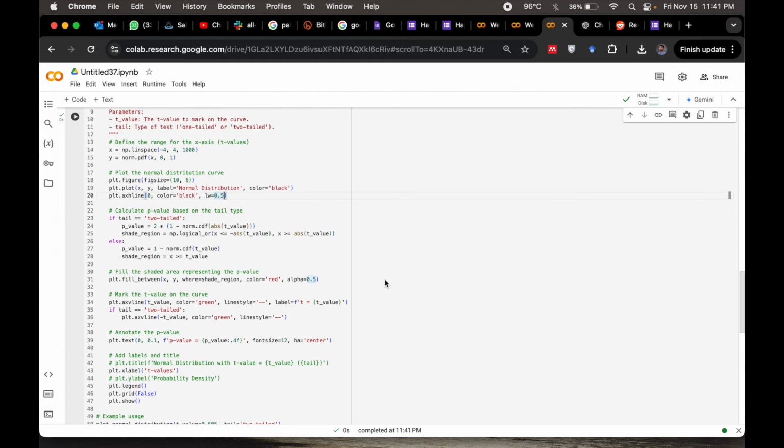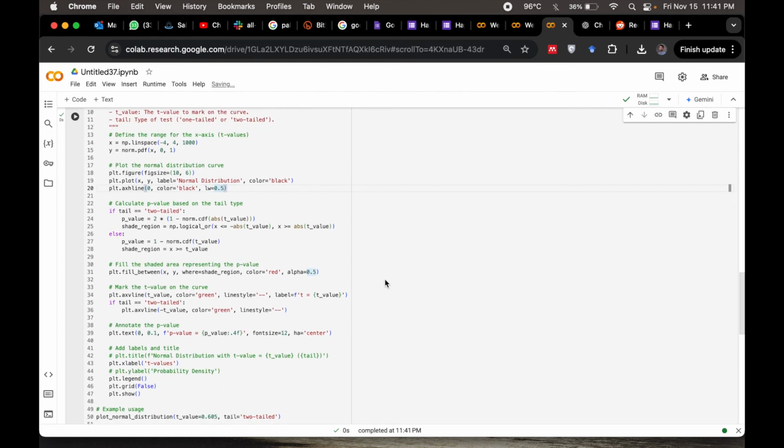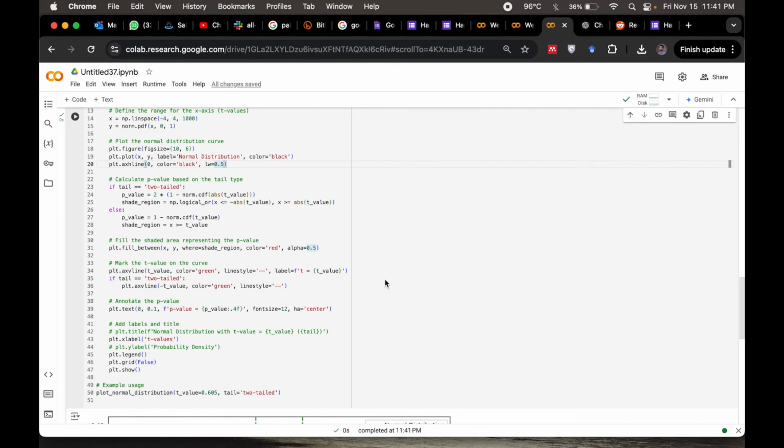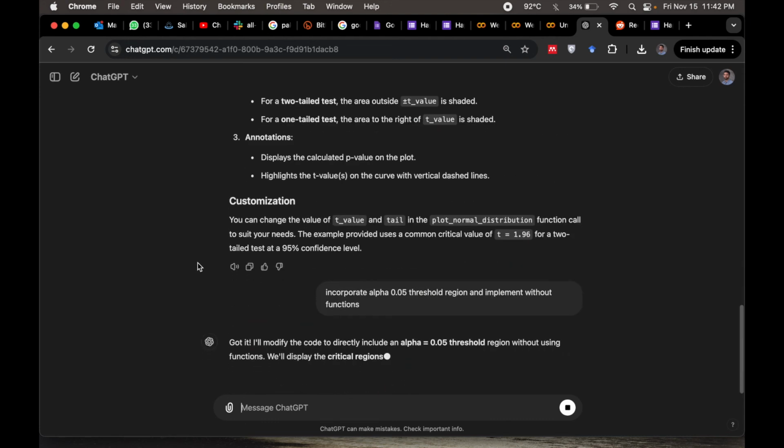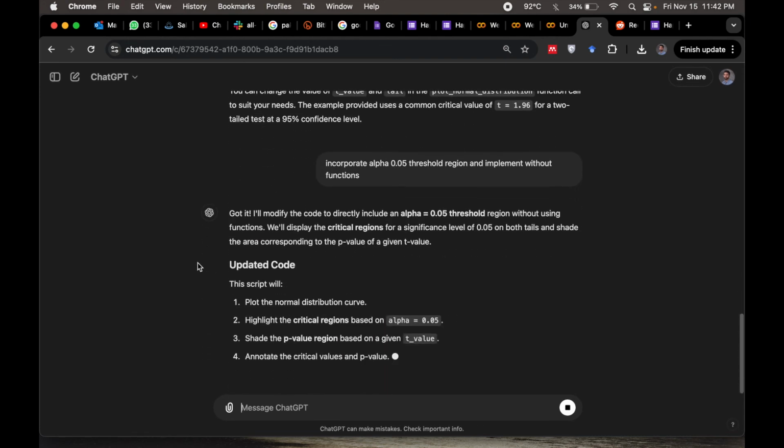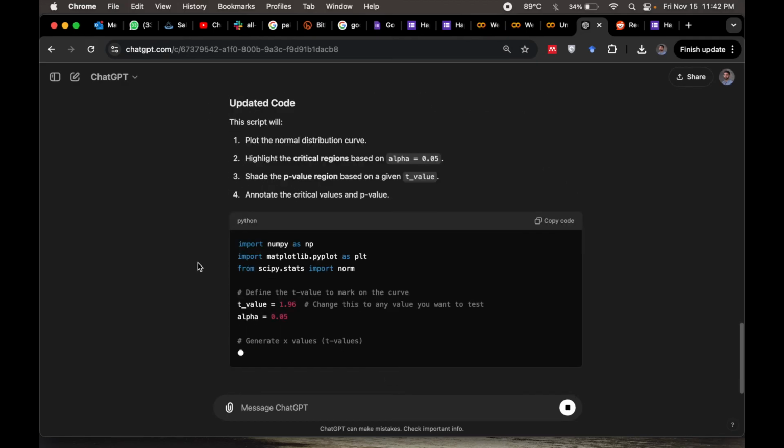And I am noticing I do not have the option here to work with it, perhaps. This is a two-tail and we already have this. Maybe I could ask GPT again to incorporate alpha 0.05 threshold region and implement without functions. Just to keep it simple so we could mess around with it at our ease, perhaps.